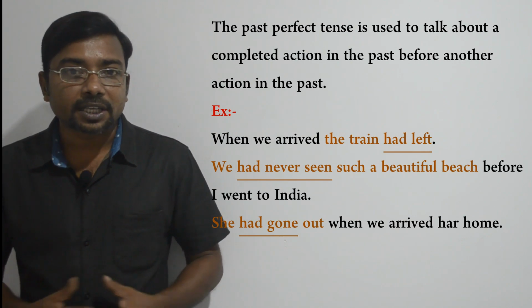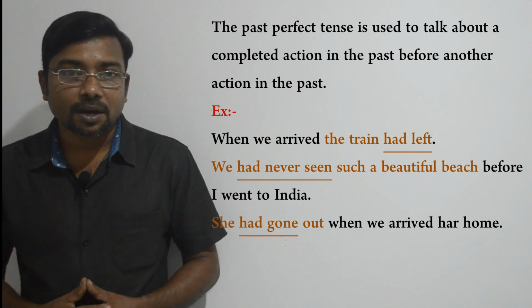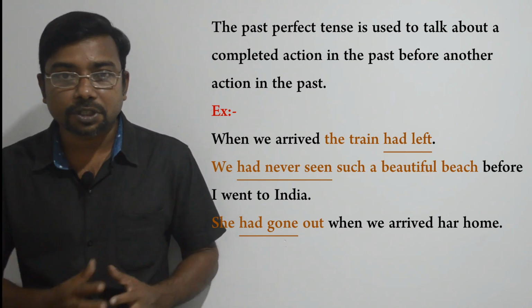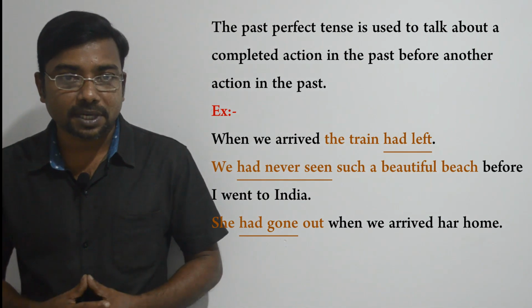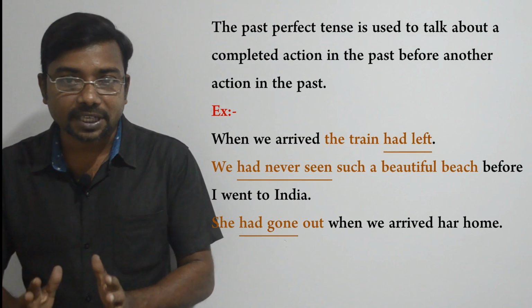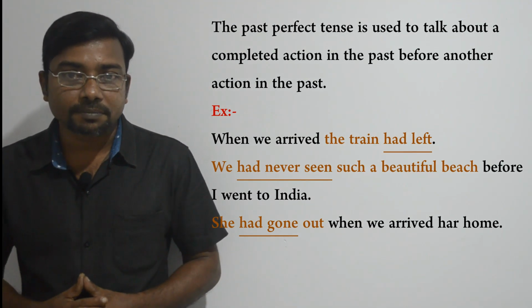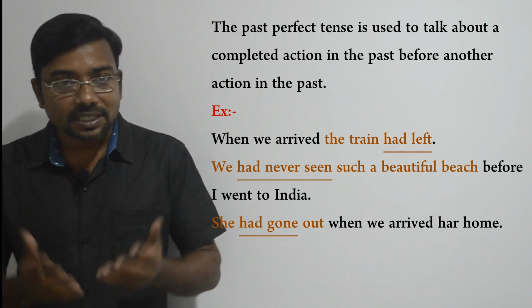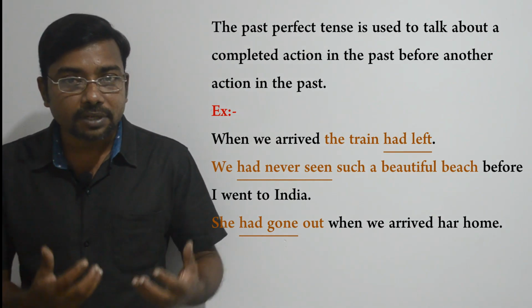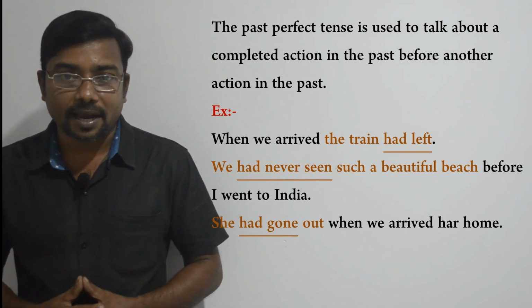Okay, look at the last one. She had gone out when we arrived at her home. Here also, she had gone out comes with past perfect tense because we use the auxiliary verb had with the verb past participle form gone. It is also a completed action in the past before something happened, before we arrived at her home. Okay everyone, when you consider these examples, it's clear we can use past perfect tense to talk about a completed action in the past before another action happened.